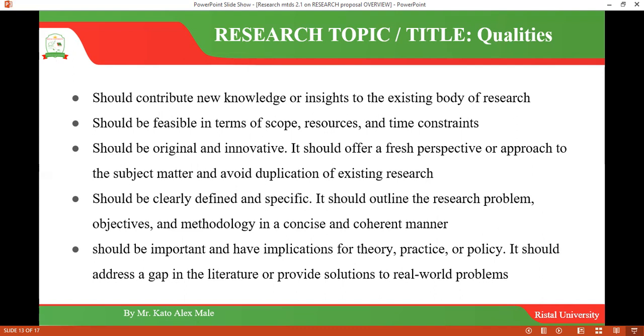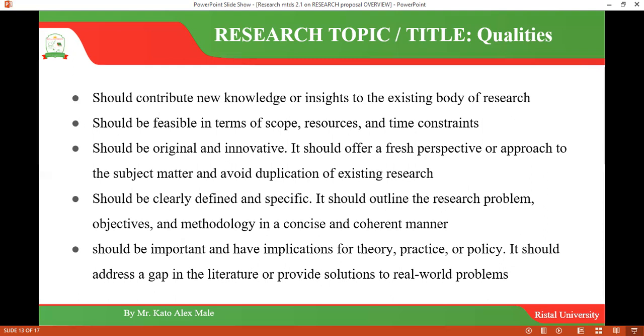It should be original and innovative. You shouldn't perform a research on a topic which already exists. Yeah. That is even a criminal case once you carry out a research work on a topic which already exists. It should also offer a fresh perspective or approach to the subject matter and avoid duplication of existing research. I guess I've talked about that. Then it should be clearly defined and should be specific.